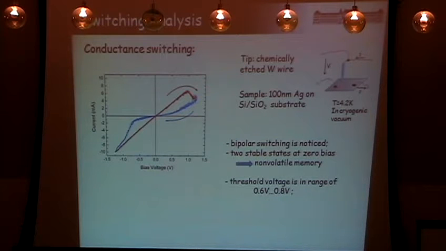What we found in this sample is that such an IV curve, which is presented here, shows bipolar switching. And what we also found is that, as usual, we have two stable states at zero bias. So in some sense it's a non-volatile memory. And usually the threshold voltage for switching was around 0.6 or 0.8 volts.